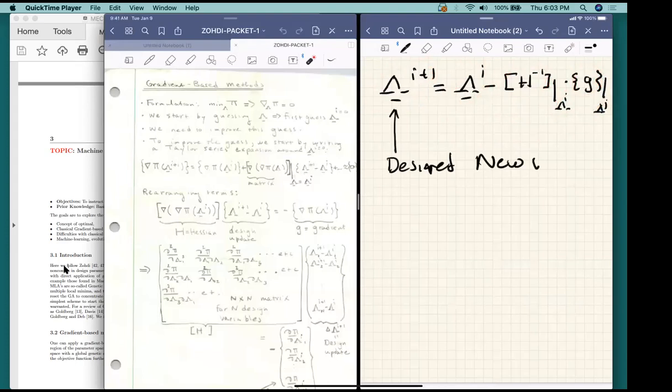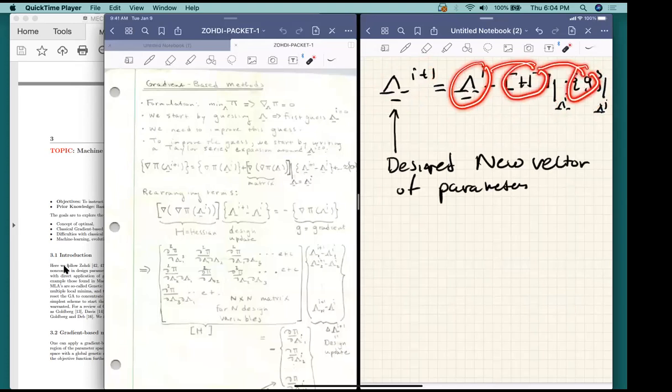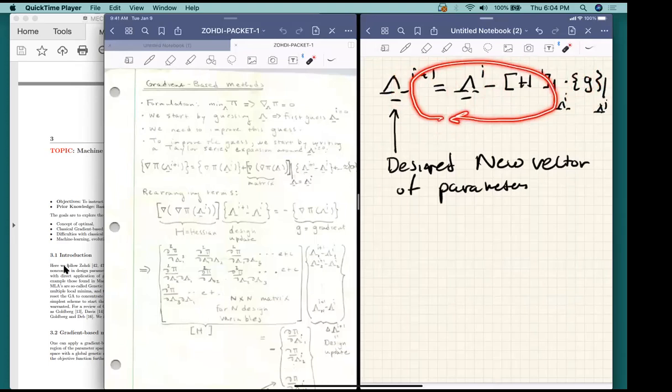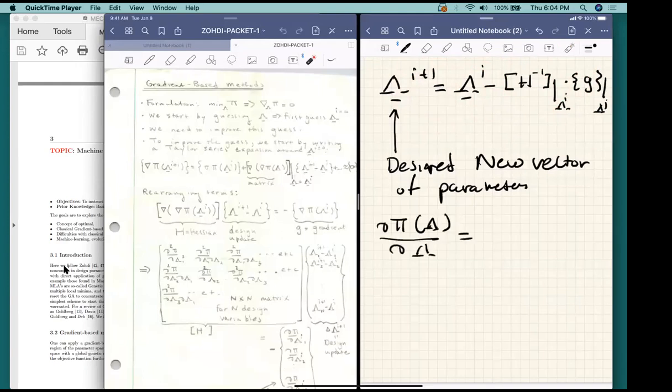So this basically gives me my desired new vector of parameters. Okay, so the idea here is I'm going to do this over and over again. I'm going to take my guess of whatever I put here, manufacture this H, manufacture this G, multiply them, and get a new one. Then I'm going to put that back in here, and do this over and over again in an iterative cycle, right? So the idea is that if I keep doing this, eventually I get down to the gradient of pi with respect to lambda equal to 0.